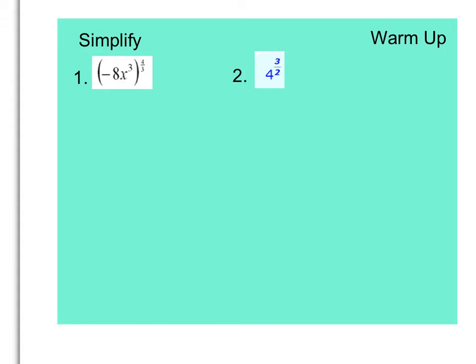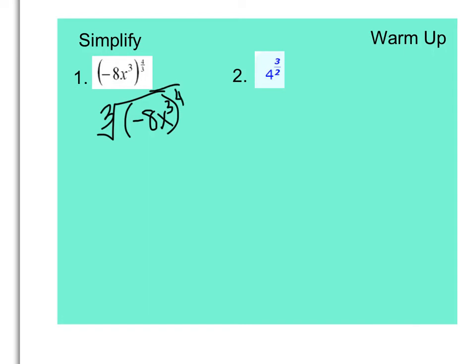We're ready to start checking our warm-up, reviewing what we had covered right before break. So we have rational exponents, which means we need to change these into radicals. So I have negative 8x cubed to the 4th over 3. So that means the 3 is going to be our radical. And it's negative 8x to the 3rd to the 4th on the inside.